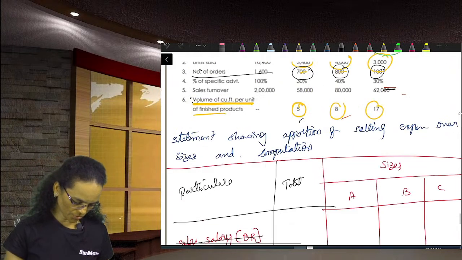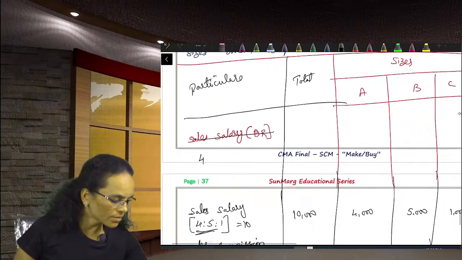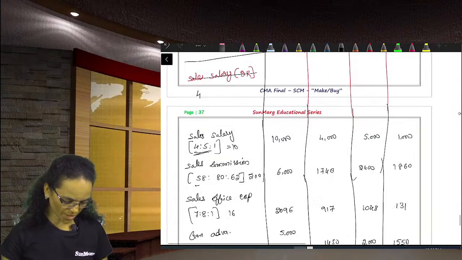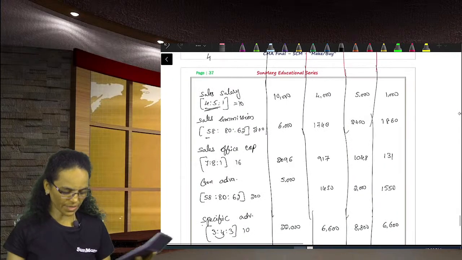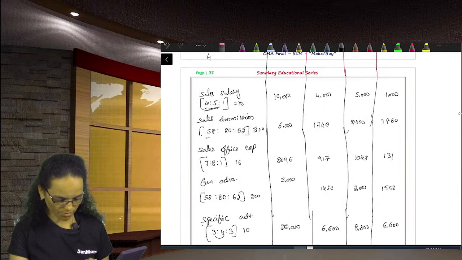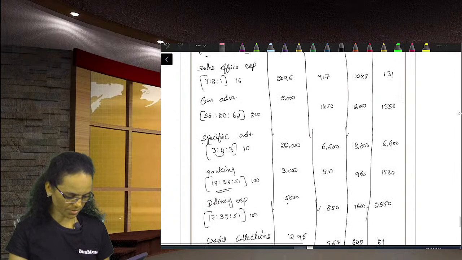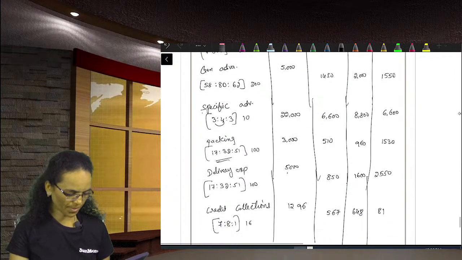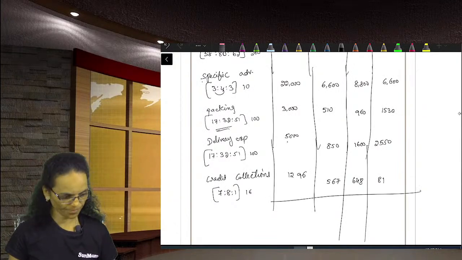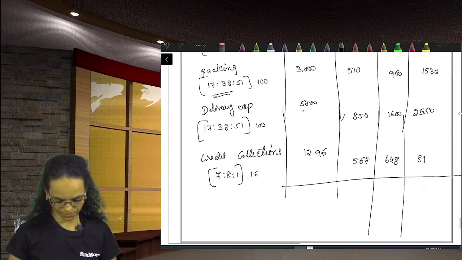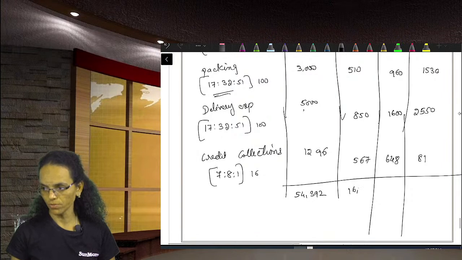Right? So everything is taken care. Okay, now we will add all together. Directly I will write 10,000 plus 6,000 plus 2096 plus 5,000 plus 22,000 plus 3,000 plus 5,000 plus 1296. Total is 54,392. Directly I will write for others also.